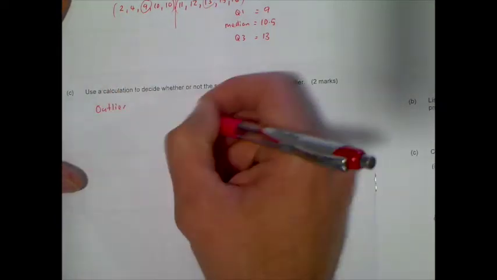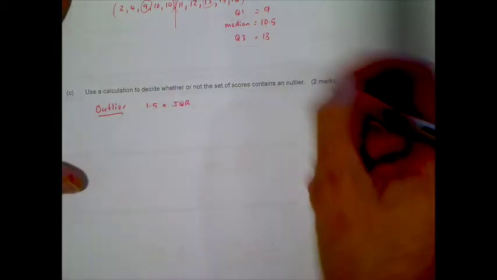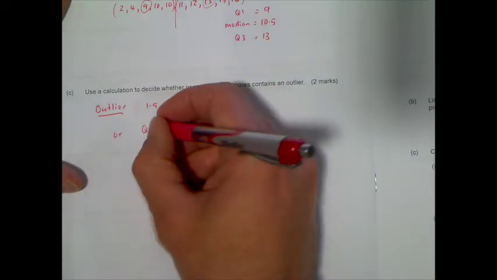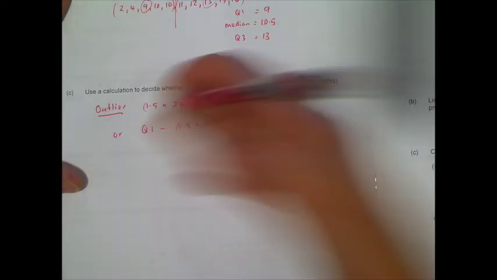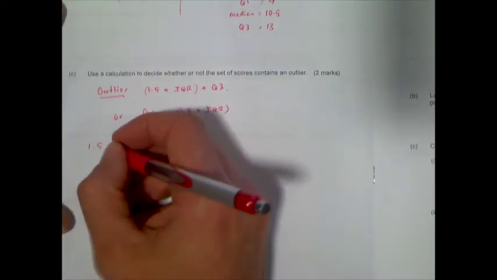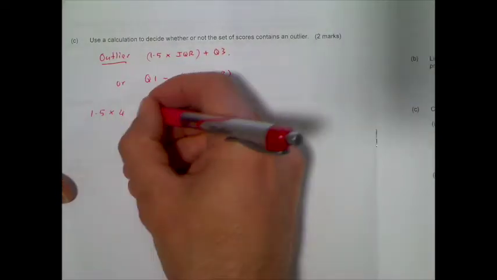Alright, so we want to determine what is an outlier. So we've just done a box and whisker plot, so an outlier would be 1.5 times the interquartile range plus quartile 3, or quartile 1 subtract away 1.5 times the interquartile range. So the interquartile range would simply be 13 subtract away 9. Right, so that's going to give us 4.